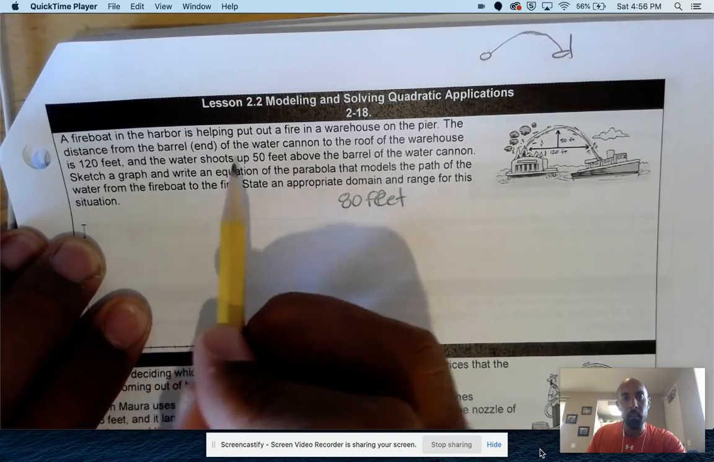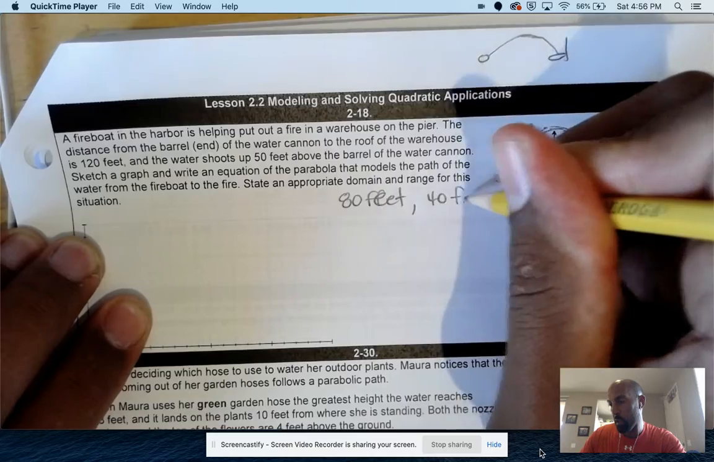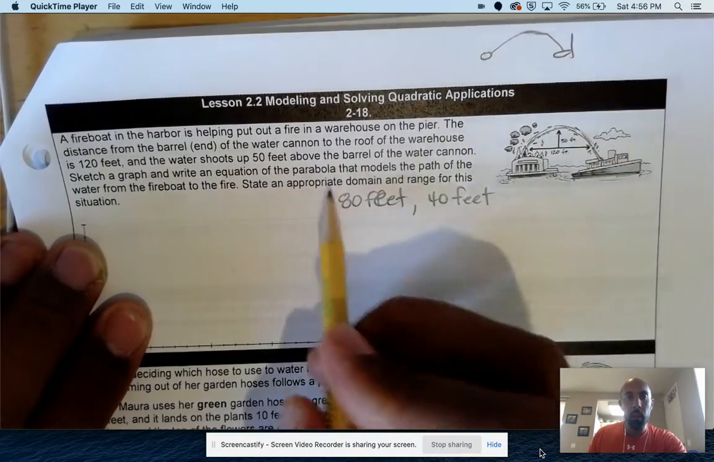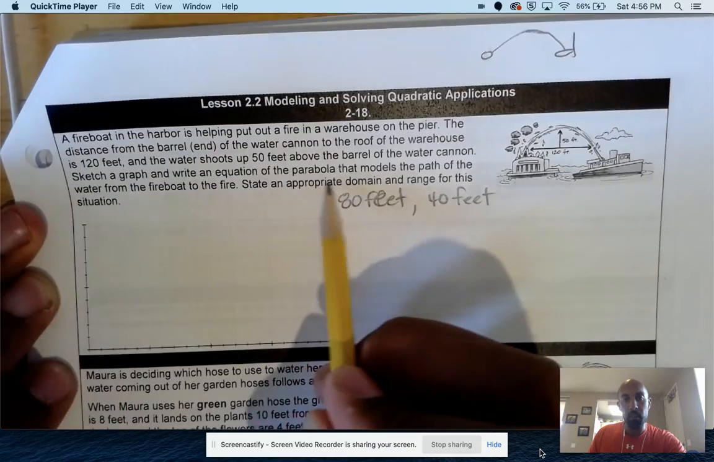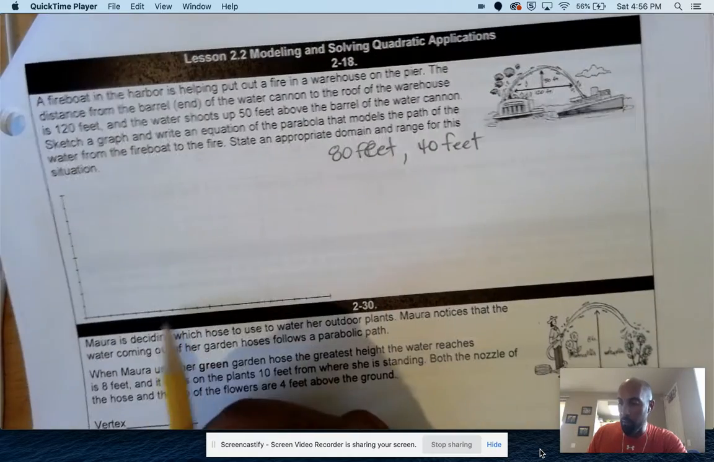And we're going to say in our case that the water shoots up not 50, but 40. So when you do this question on your own, make sure you use these numbers. I'm just using some new ones. Okay, so sketch a graph and write an equation of the parabola that models the path of the water from the fireboat. All right, so first I want to look at the scale.